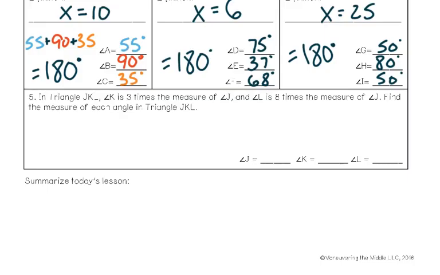So I'll give you the option for the very last question today. You can either choose to do number 5, or you can summarize today's lesson in 1 to 2 sentences. Number 5 is a challenge problem, and the picture is not drawn for you. That's probably where I would start.